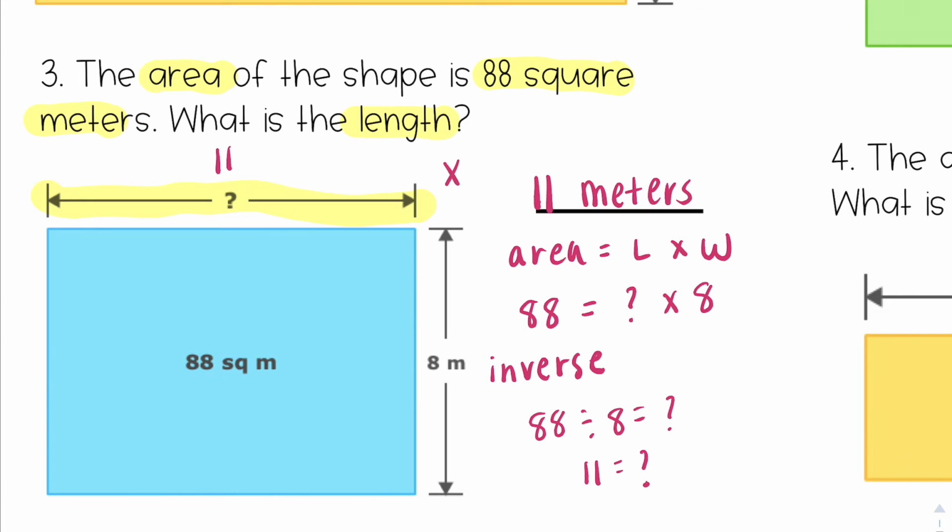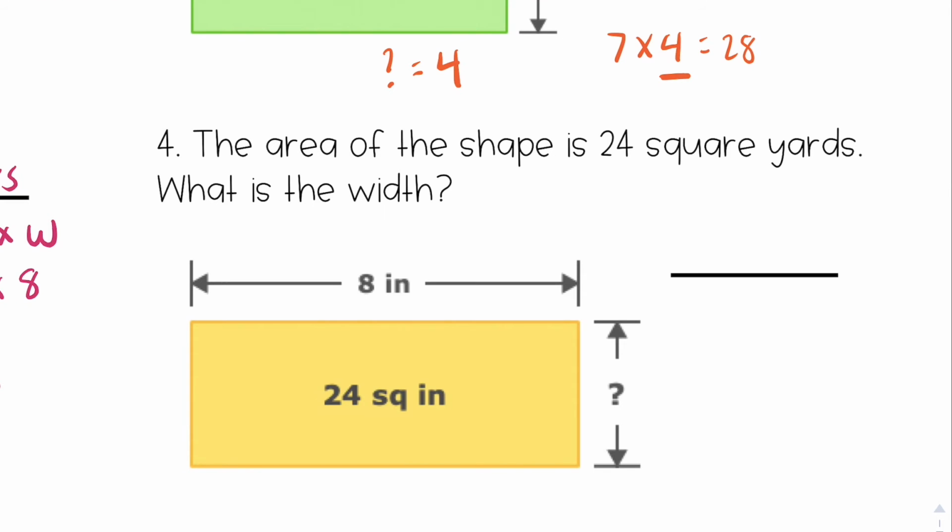The reason, again, this isn't squared is because we are finding the length. We aren't finding the total area. The total area is already given to us. So go ahead and pause the video and try to solve number 4 on your own.